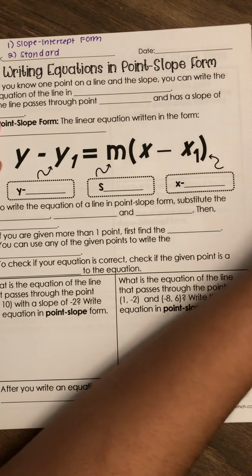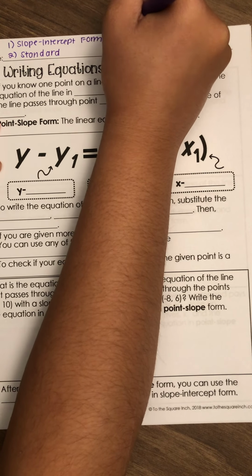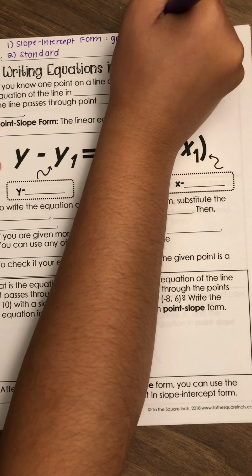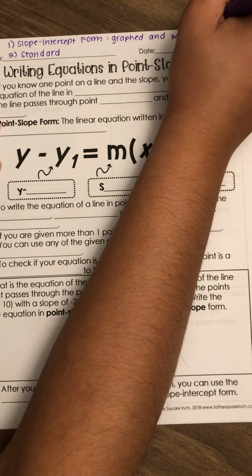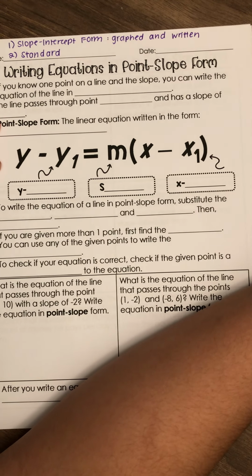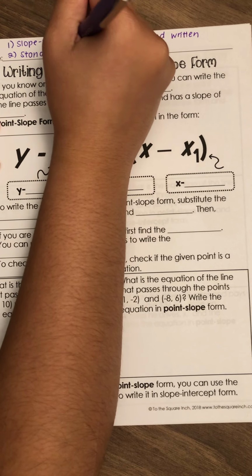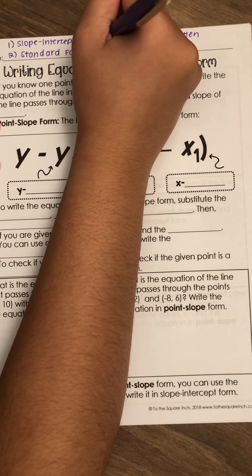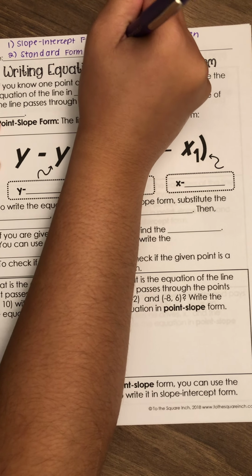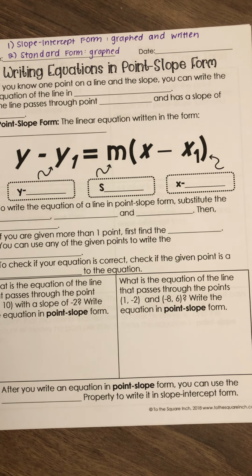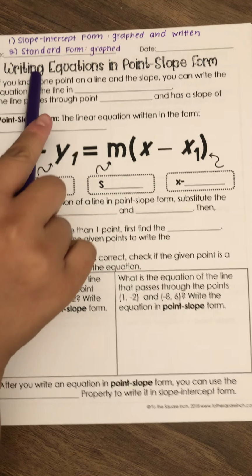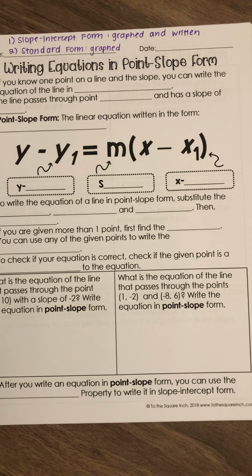Okay, with slope-intercept form, we have graphed equations in slope-intercept form, and we've written equations in slope-intercept form. And for standard form, we have just graphed. Today we are going to be adding to that skill set by learning how to write equations in this third form called point slope form. So let's go ahead and get started.